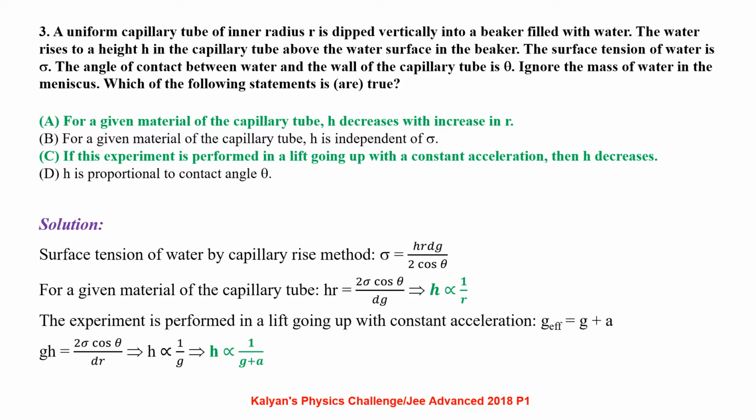Surface tension of water by the capillary rise method, sigma equal to h r d g by 2 cos theta. For a given material of capillary tube, h r equal to 2 sigma cos theta by d g, that is h is proportional to 1 by r, other terms being constant. If the experiment is performed in a lift going up with constant acceleration, g effective equal to g plus a, g h equal to 2 sigma cos theta by d r, h is proportional to 1 by g, so h is proportional to 1 by g plus a. So options A and C are correct.